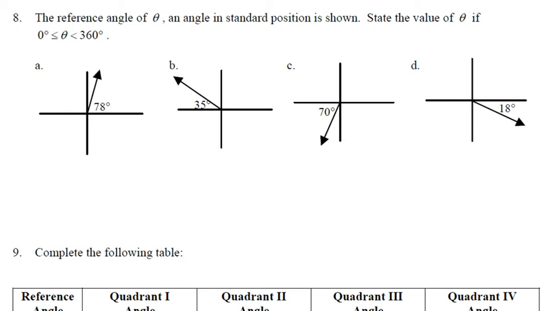Okay, let's finish. The reference angle of theta, an angle in standard position, is shown. State the value of theta, which is not the reference angle, right? So there's some angle in standard position. We're giving you the reference angle. We want to know the value of theta if it's between 0 and 360. And we often call that the principal angle.